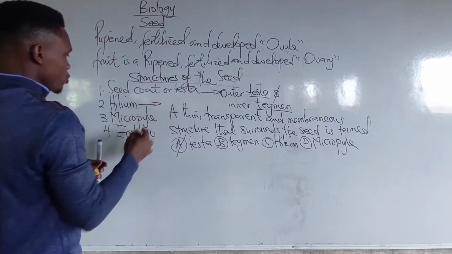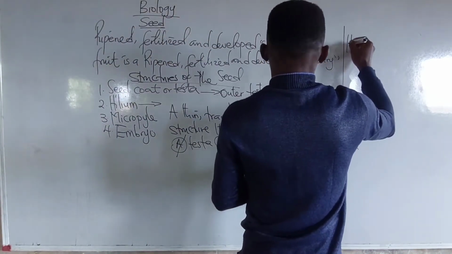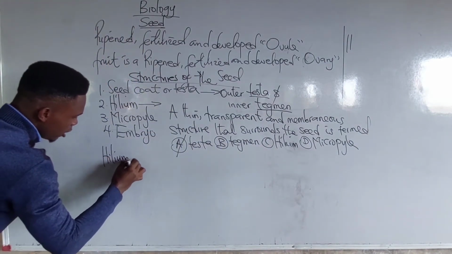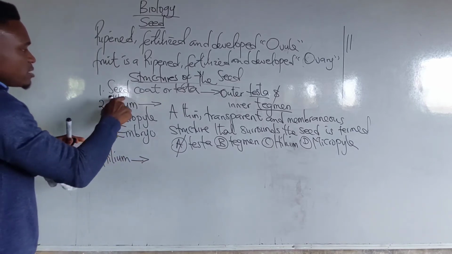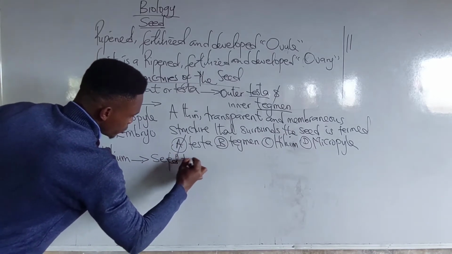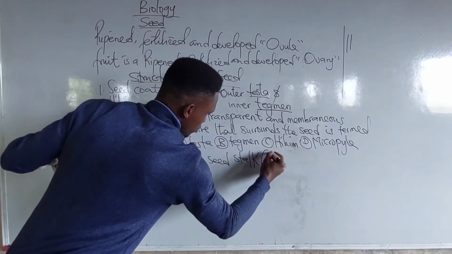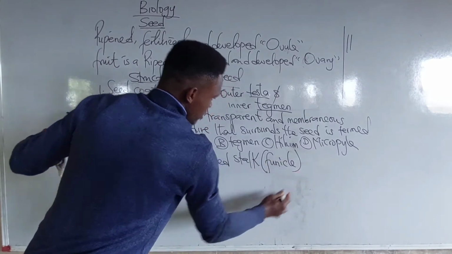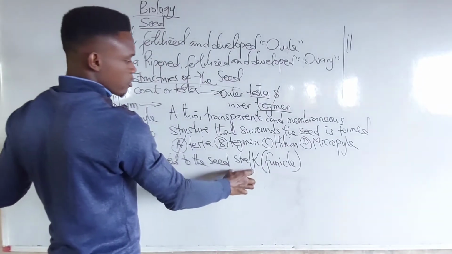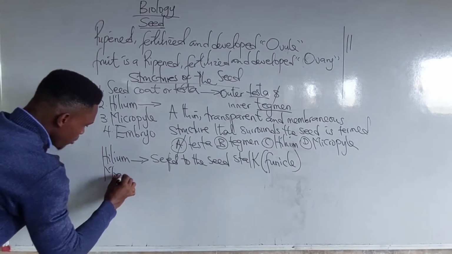Now, what is the function of the hilum? Alright, let me bring it this way, please. Now the hilum of a seed attaches the seed to the seed stalk, and this seed stalk is called the funicle. Alright, that is the work of the hilum. The hilum attaches the seed to the seed stalk, called what? The funicle.